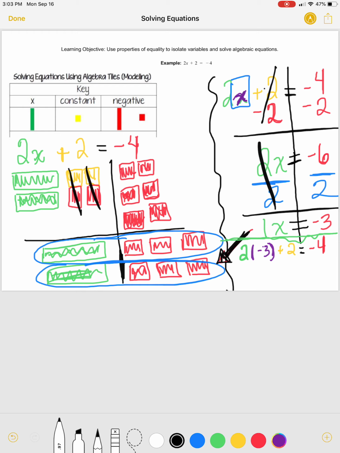2 times -3 is -6 plus 2 should equal -4. Okay, so if I have -6, I owe somebody $6, I pay them $2, I still owe them $4. And does -4 equal -4? Yes. So therefore, I have a true statement and I solved my equation correctly.